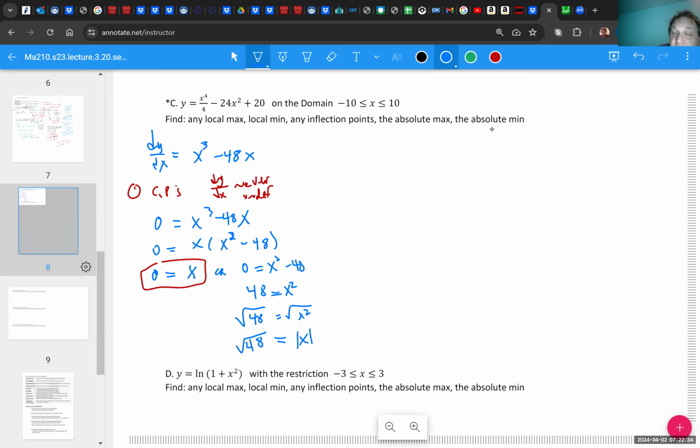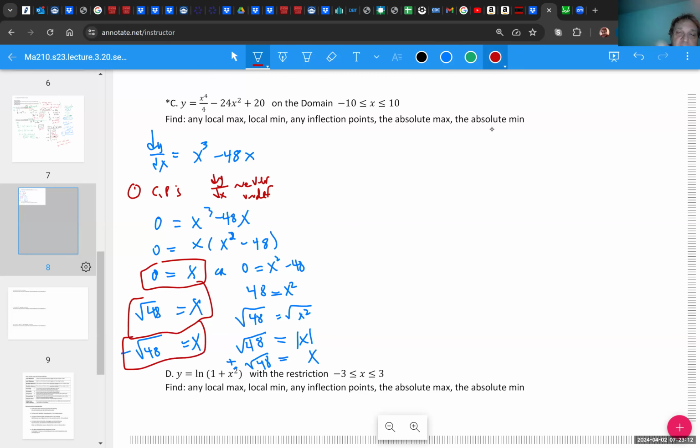Instead of writing absolute value, a lot of people will write a plus or minus. There's no difference between writing plus or minus on the right side or the left side, so most people write it over here. That's why there's a plus or minus. It's because of the absolute value. So we get three critical points from the derivative equaling 0. We have x equals 0, x equals the positive square root of 48, and x equals the negative square root of 48. So we have 3 critical points.